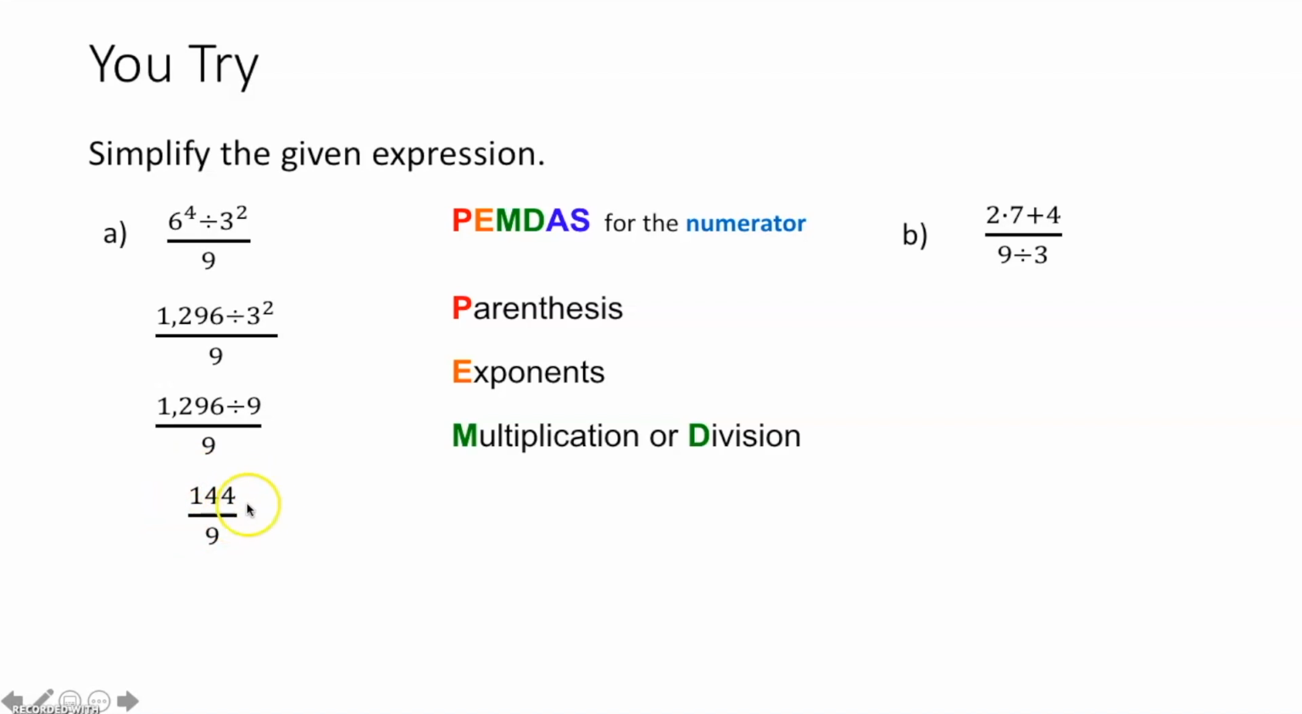So the top, our numerator, is completely simplified. That means we can go to our denominator. Is there anything? No, it's just a 9. So we divide these two numbers, and we get 16, and we're done.